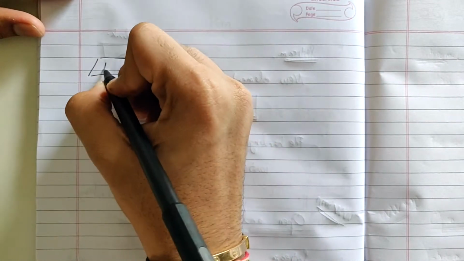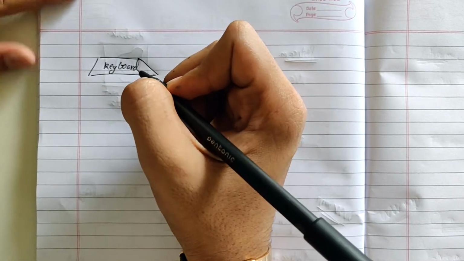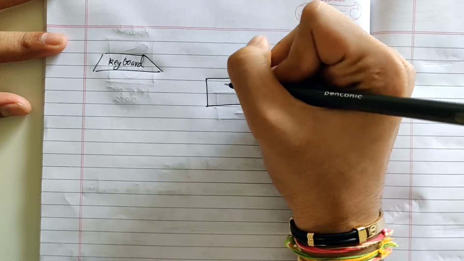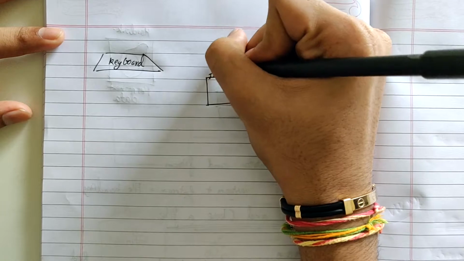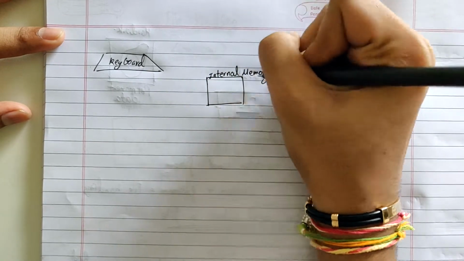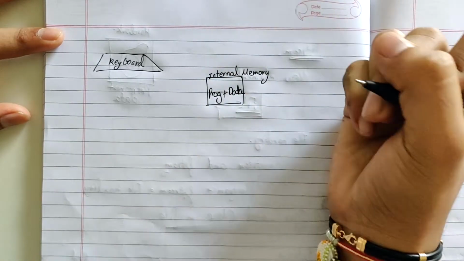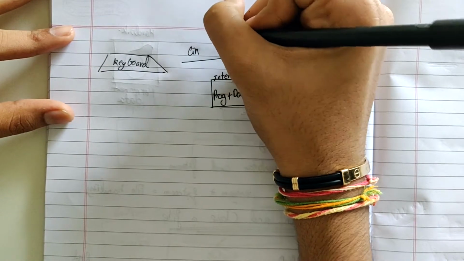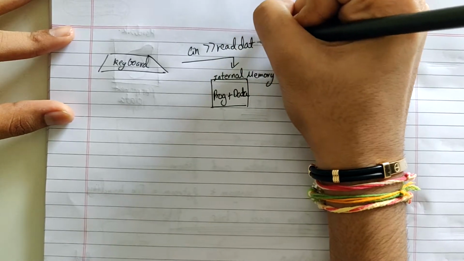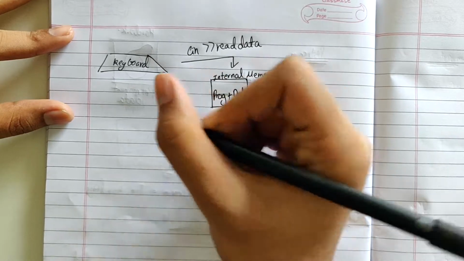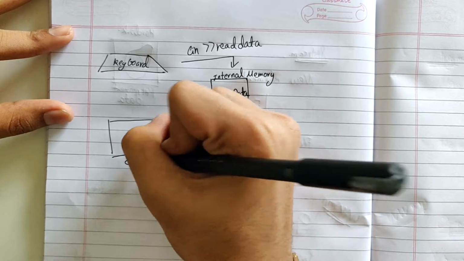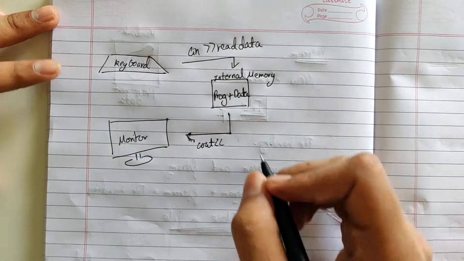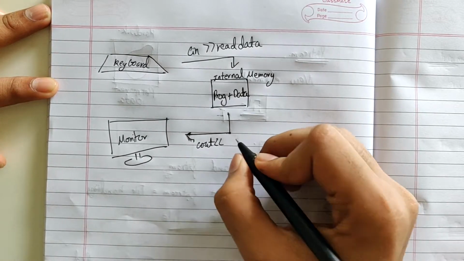We have a keyboard. Keyboard is the input device. You know it is an input device. We have our internal memory, which has the program plus data in it. The keyboard gives its data to the program using cin, that is read data. The program will give its data to the output device, which is the monitor, using cout, which allows it to put data or write data.